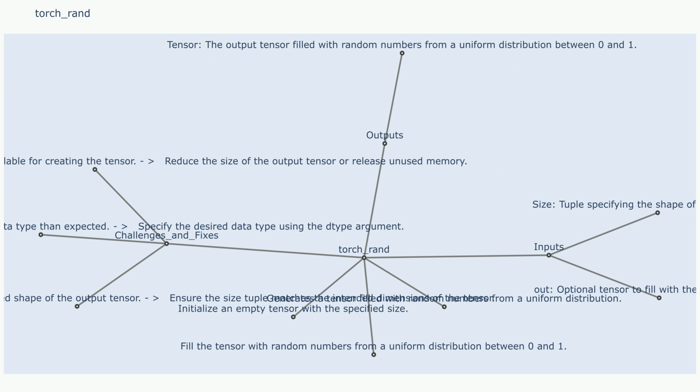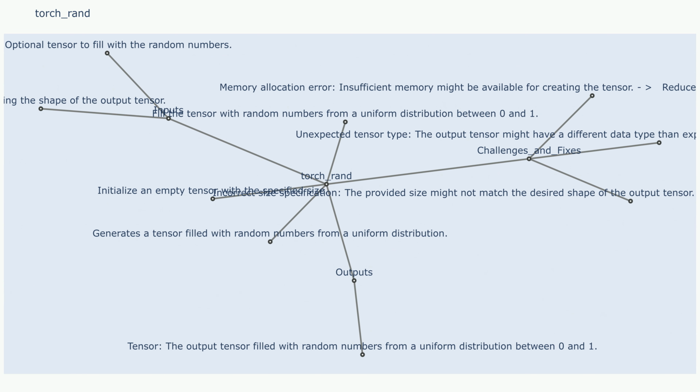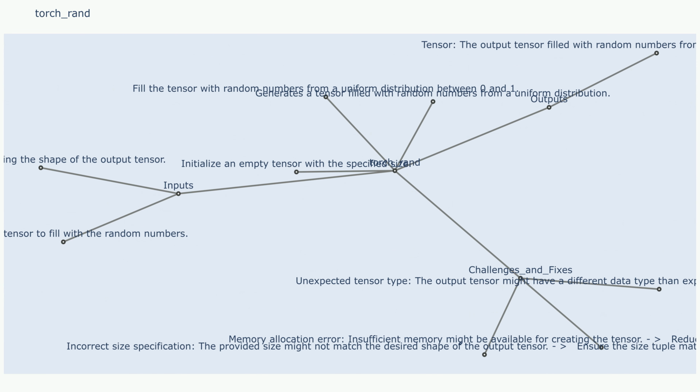Dtype, optional: the desired data type of the returned tensor. If not specified, it will default to the default floating point data type of PyTorch. Layout, optional: the desired memory layout of the returned tensor, strided by default. Device, optional: the desired device for the returned tensor. Requires grad, optional: if set to true, the returned tensor will have its gradient tracked.